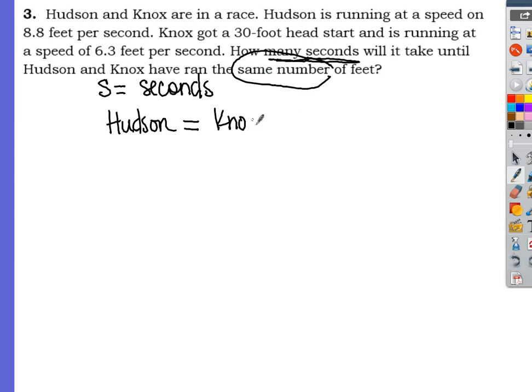Okay, so let's look at these two separately. So we have Hudson, who's just running at a speed of 8.8 feet per second. And remember, my variable is s, so Hudson is just 8.8s. Okay, now Knox, he got a 30-foot head start, and he's running at a speed of 6.3 feet per second. So this 30-foot head start is him starting. So whatever he's running, we're going to go ahead and add 30 to it, because think of it like a time of 0. He's already 30 feet ahead, and now he's running 6.3 feet per second.